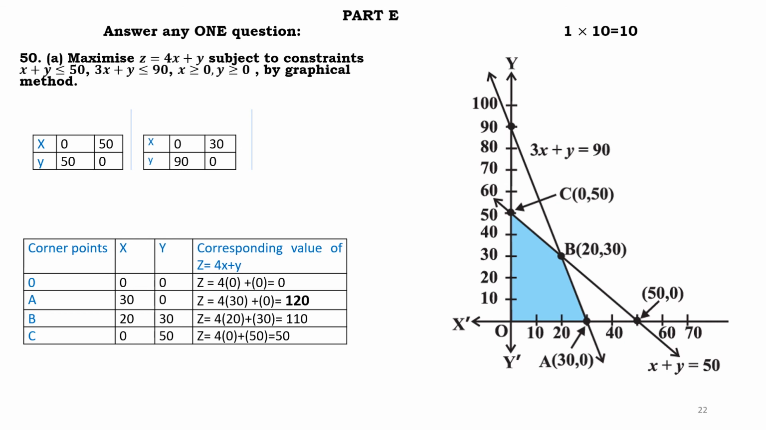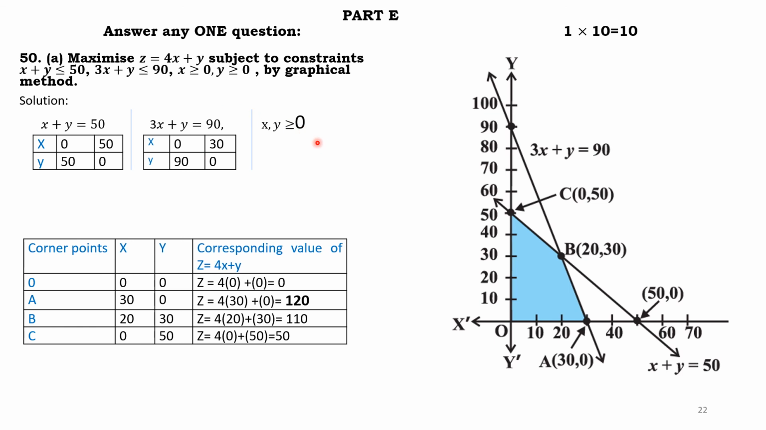Question number 50. Maximize z is equal to 4x plus y subject to constraints x plus y is less than or equal to 50, 3x plus y less than or equal to 90, x greater than 0, y greater than 0. This is also a problem we have solved in the regular video. So let us write the constraint equations as given below. x plus y is equal to 50, 3x plus y is equal to 90, and x and y greater than 0.